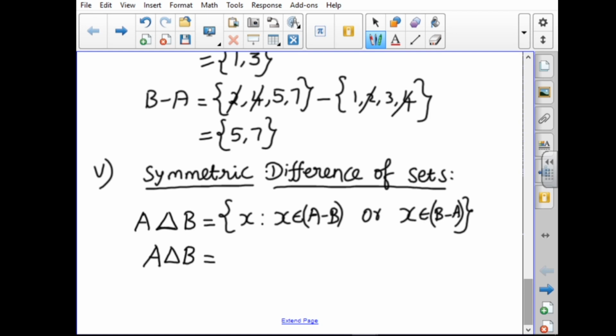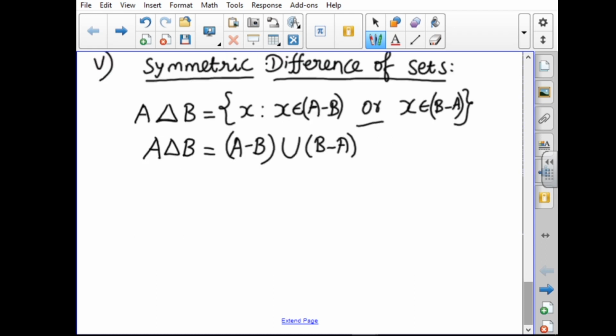If they ask to find the symmetric difference of A and B, you should use this given formula. A delta B is equal to A difference B union B difference A. You can use this formula for finding the symmetric difference of any two sets.